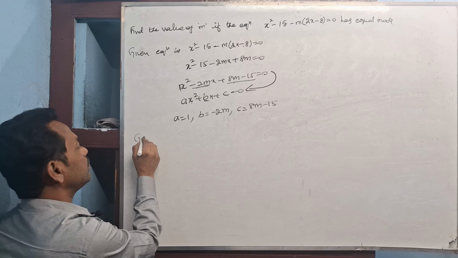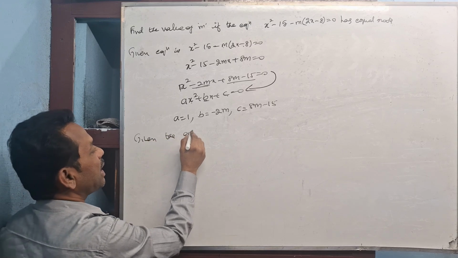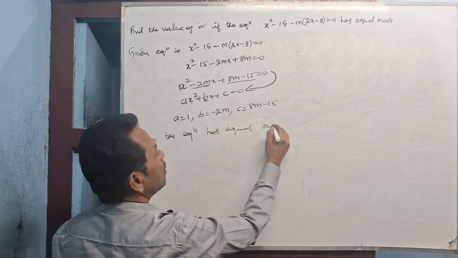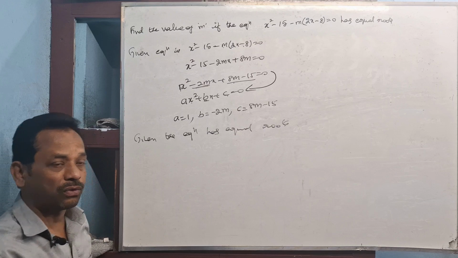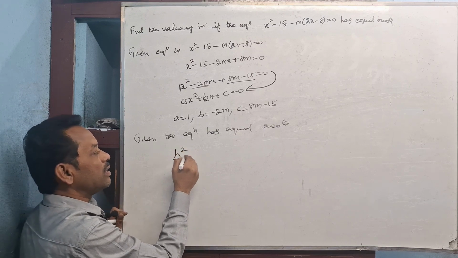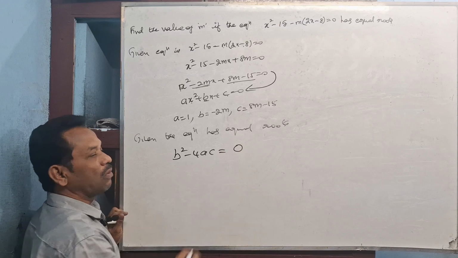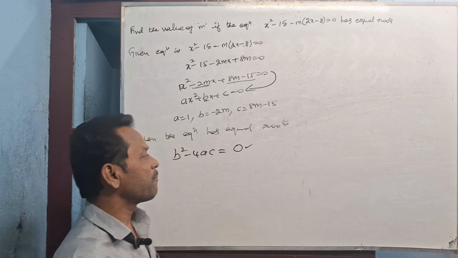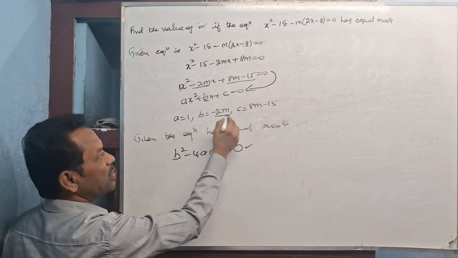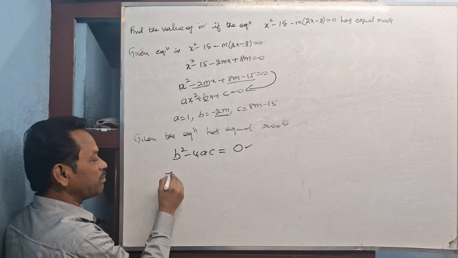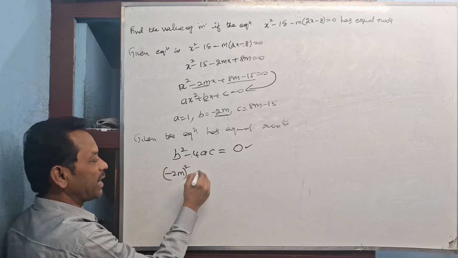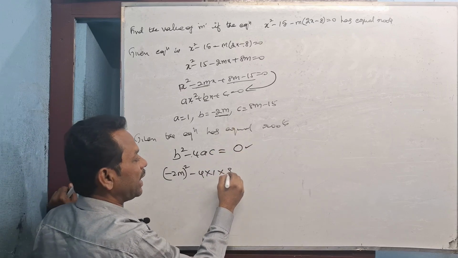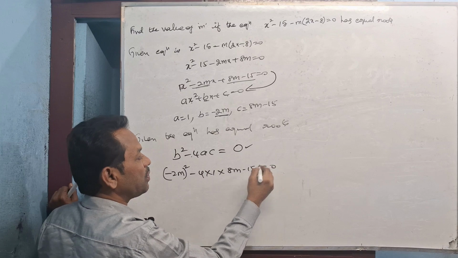Now given the equation has equal roots. So when the equation has two equal roots, we can say b square minus 4ac equal to 0. Now this is the condition used when the given equation has equal roots. Now let me put the values. Here the b value is minus 2m. In the place of b, let me take minus 2m whole square minus 4 into the value of a, which is 1, into c, which is 8m minus 15, equal to 0.